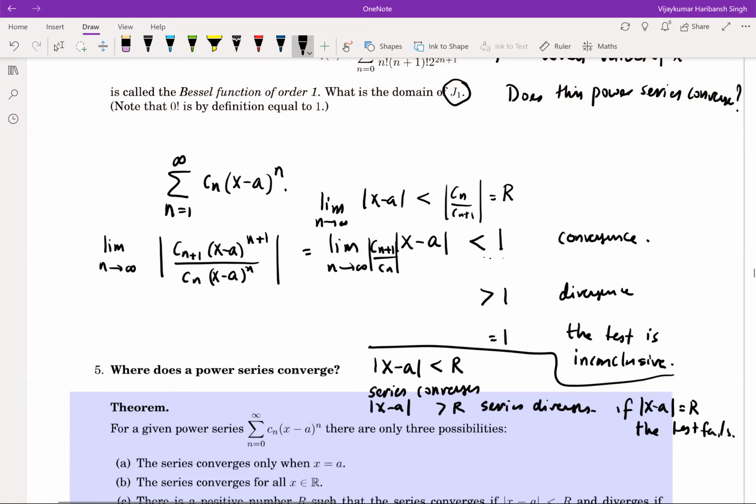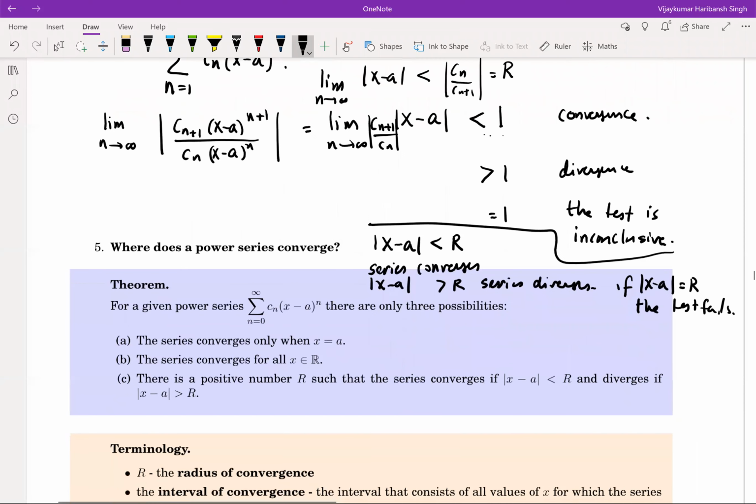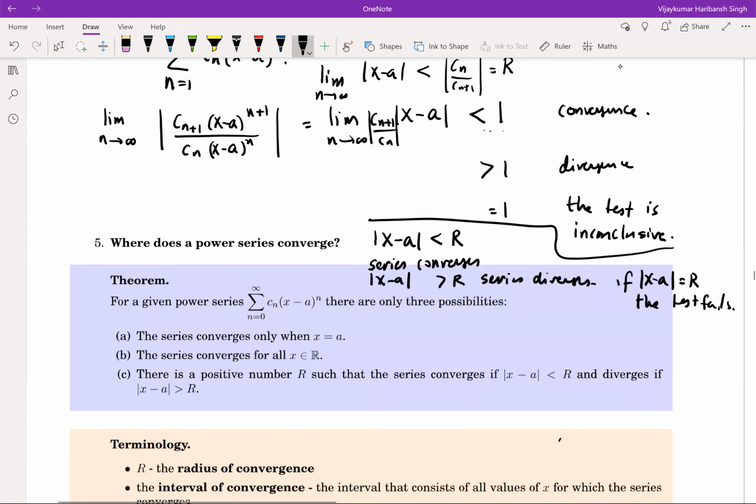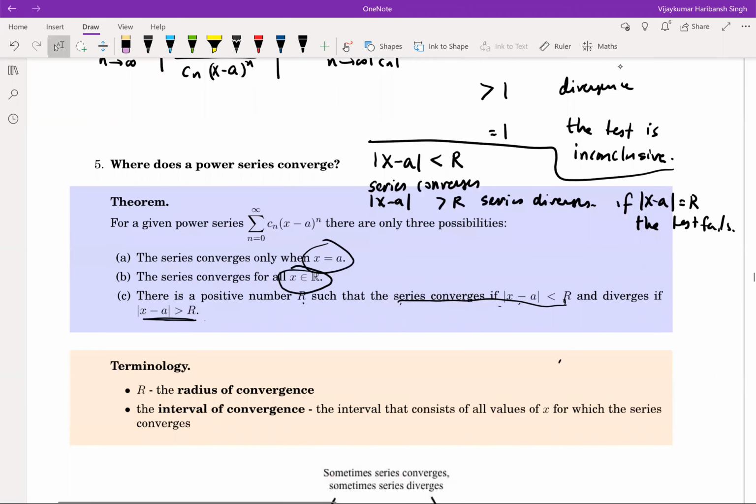So this statement is summarized here. For power series, there are only three possibilities. First of all, it will converge only at the center, or it can converge for all real numbers, or there's a positive number r such that absolute value of x minus a less than r leads to convergence and absolute value of x minus a greater than r leads to divergence. Such r is called the radius of convergence.